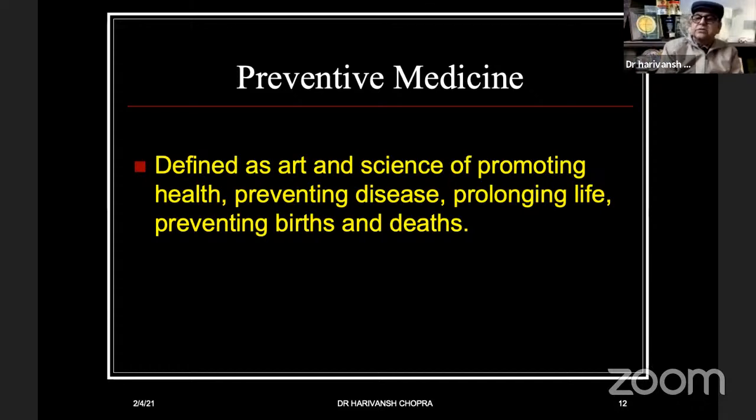And not only deaths, you are going to prevent births, which is the biggest problem in our country. Population explosion is the biggest problem in our country. So the simple definition which you'll have to remember for preventive medicine is: an art and science of promoting health, preventing diseases, prolonging life, preventing births and deaths. And it can be practiced at all levels, at the individual level, family level, community level, at all the levels, right?